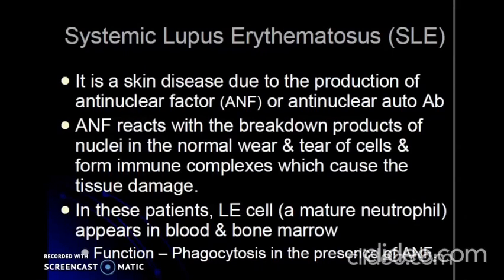It is a skin disease due to the production of anti-nuclear factor, that is ANF, or anti-nuclear autoantibody. Anti-nuclear factor reacts with the breakdown products of nuclei in the normal wear and tear of cells and forms immune complexes which cause the tissue damage. In these patients, the LE cell, which is a mature neutrophil, appears in blood and bone marrow, and its function is phagocytosis.